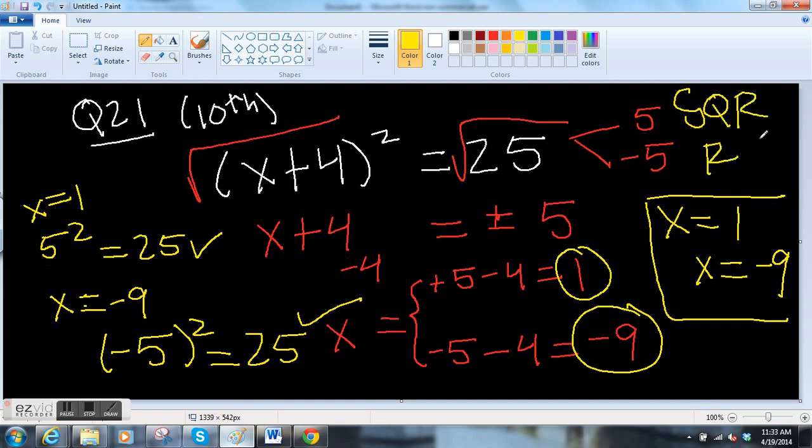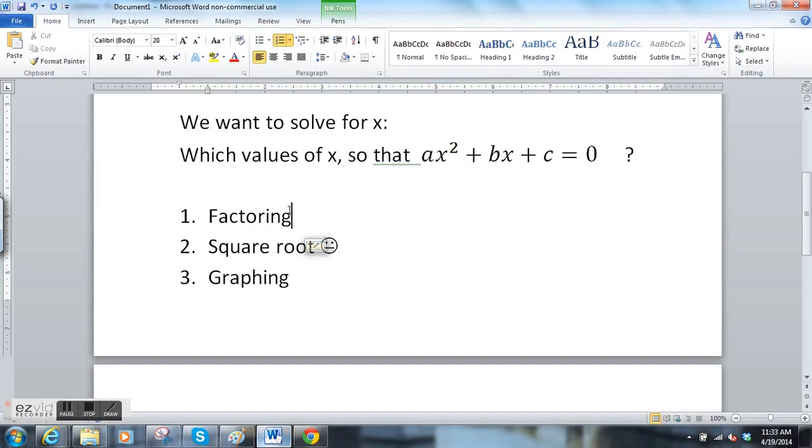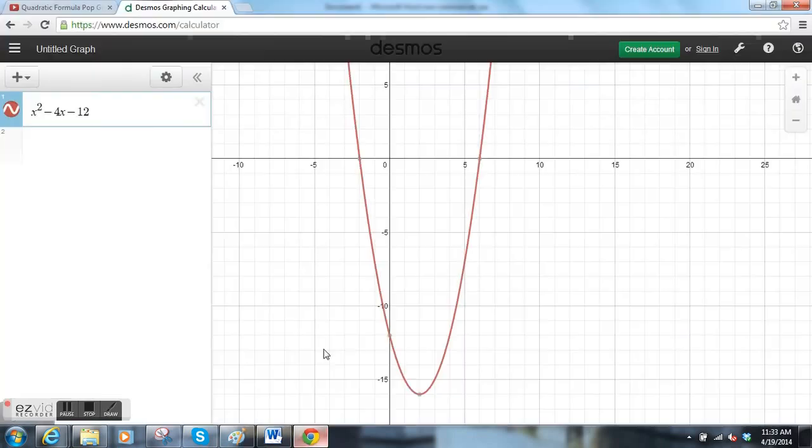So that is an example of the square root method. Okay? So, factoring. Square root method. Maybe you liked it, huh? Graphing. So the graphing solution is when you graph it into your calculator, like I did, and then you look for the places where it crosses the x-axis. So we're going to do more of this in section 2.1.